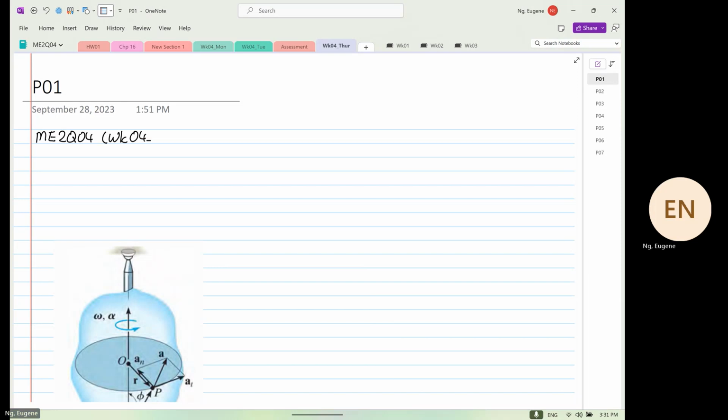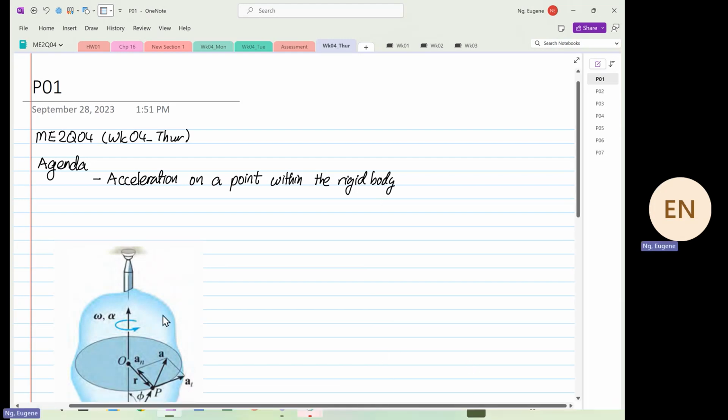Week 4, Thursday. So the agenda for today is we are going to look into acceleration of a point within the rigid body. This diagram that I'm showing is available online. I think it was last Tuesday's lecture.